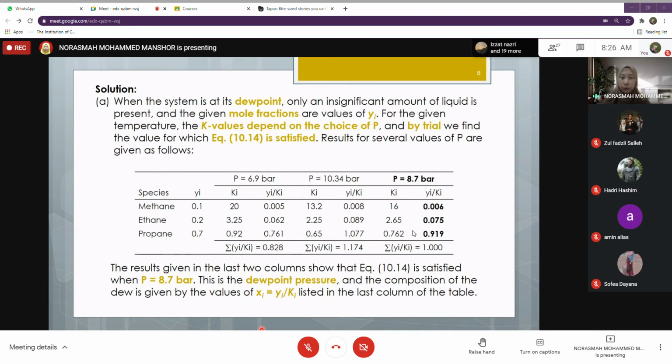And then for dew point, you use equation 10.14, summation Yi over Ki equal to 1.